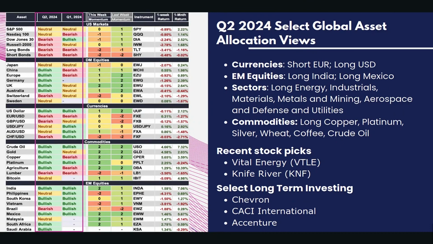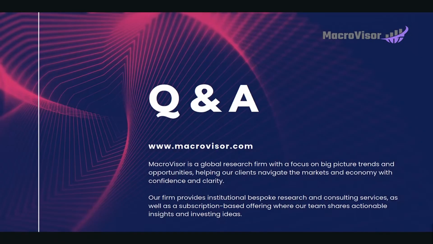Absolutely. One of the things that we've been looking at as a recurring theme is energy. Vital Energy was one of our picks earlier this year, and I believe it's performed very well for folks that pursued that. Same with Knife River. And then we look over at some of the select long-term investing picks like Chevron, CACI International, Accenture, a pretty diversified group, all of which are firing on all cylinders and we believe have long-term potential ahead of them. So let's move over here to questions and answers.